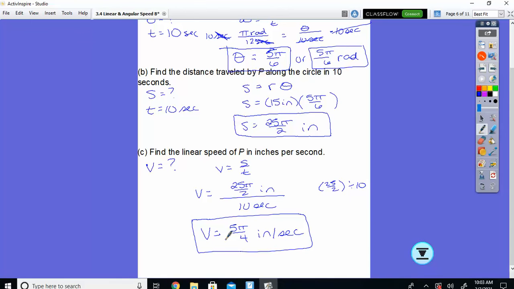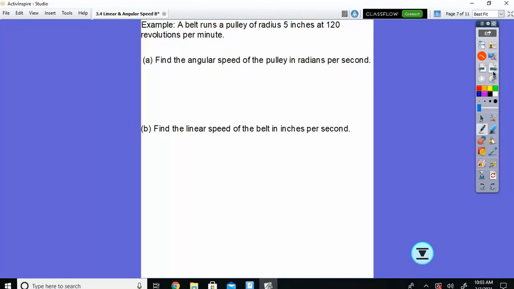Any questions right there? So you just have to pick a formula, and like I said, I just make a list and I look which one do I have the stuff to find, and write down what formula you're using. Next example.